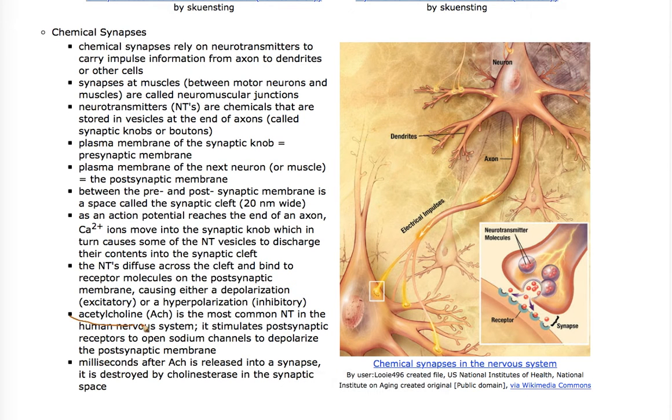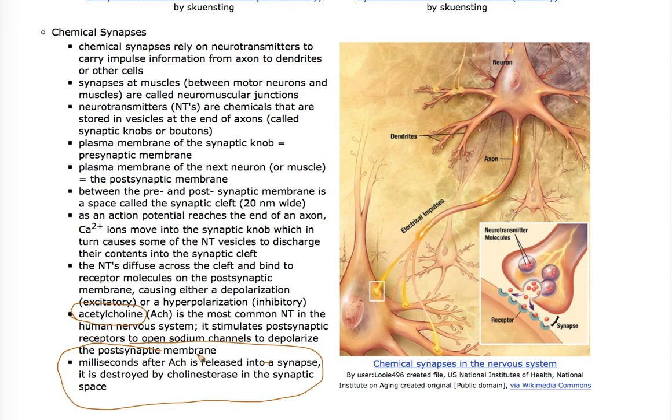Like I said, acetylcholine is the most common neurotransmitter in the human nervous system. It basically is very commonly stimulating or depolarizing postsynaptic membranes. When a postsynaptic membrane depolarizes, it will send an action potential down. If it's hyperpolarized, remember, it won't send an action potential down. So this is very fast.